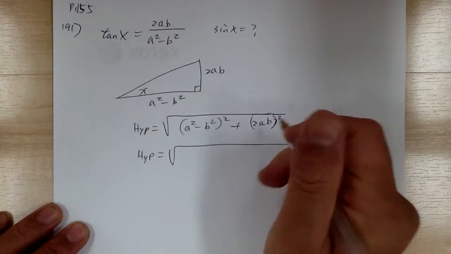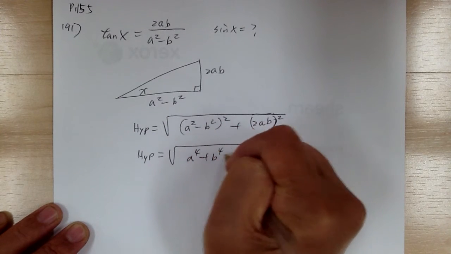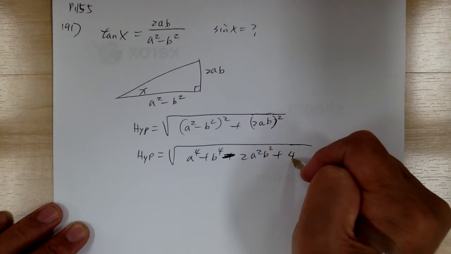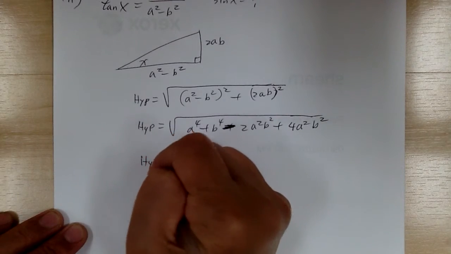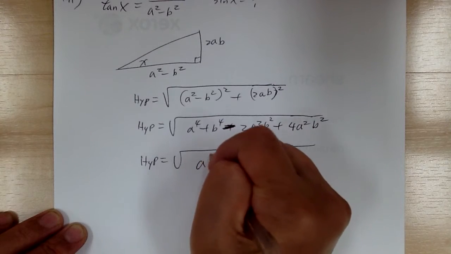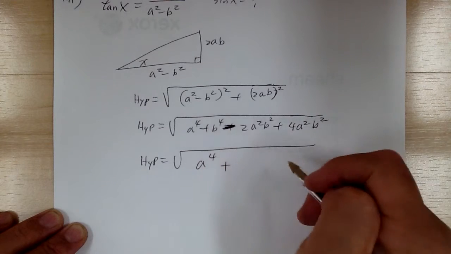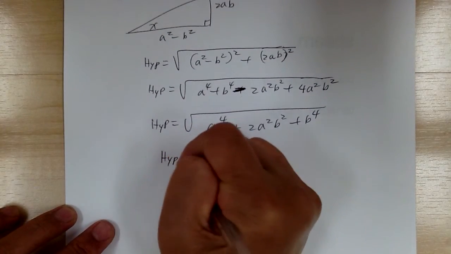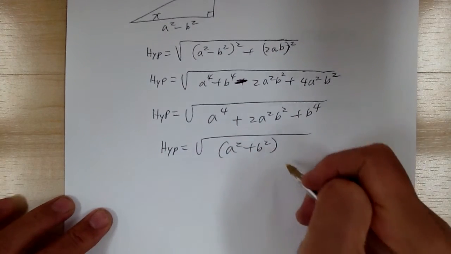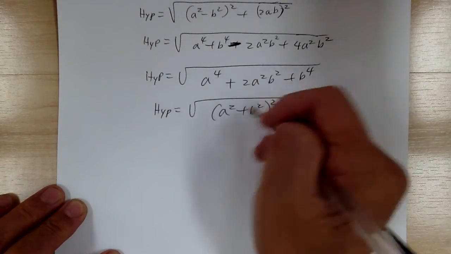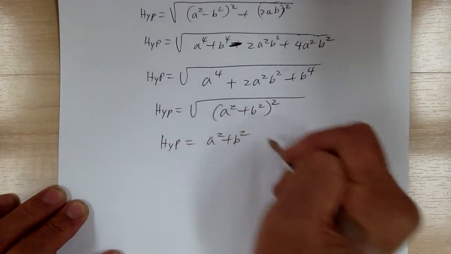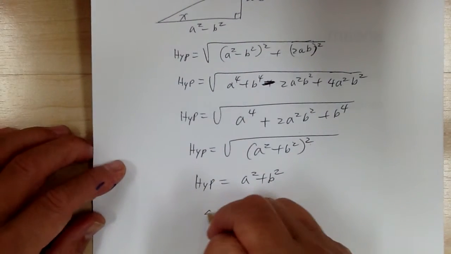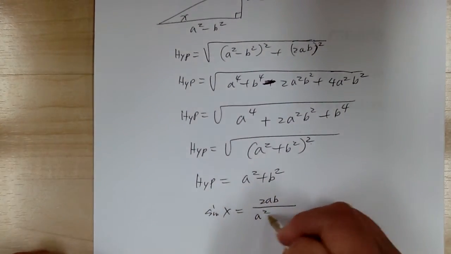So the hypotenuse equals the square root of, if you work this out, a to the 4 plus b to the 4 minus 2a squared b squared plus 4a squared b squared. This is not too bad. So you got a to the 4 plus 2a squared b squared plus b to the 4, since minus 2 plus 4 gives you plus 2. And this happens to be a perfect square. So the hypotenuse equals the square root of a squared plus b squared, squared. The square and square root cancel out, so the hypotenuse equals a squared plus b squared. Once you do that, then it's easy, right? So sine of x would be equal to 2ab over a squared plus b squared.